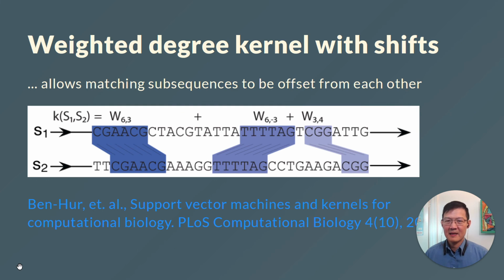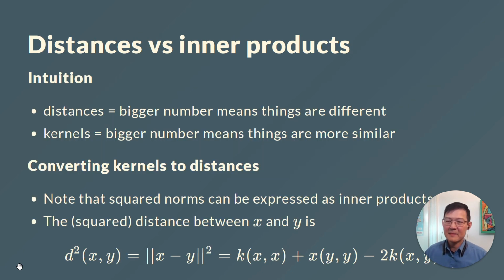In fact, you can even allow these matchings to be offset from each other. If you're interested in this kind of thing, there's a tutorial paper we wrote in 2008 which talks through these kernels. Now, changing gears a bit, one thing about inner products is that very often people get confused about distances and kernels or inner products, right?